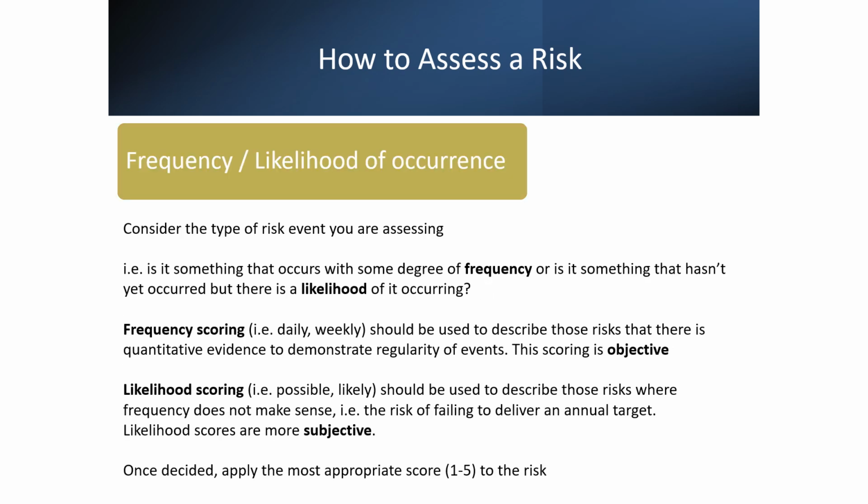We then need to apply a frequency or likelihood score to the risk. Frequency scores, i.e. daily, weekly, monthly, should be used to describe those risks that there is quantitative evidence to demonstrate regularity of events. This scoring is objective. Likelihood scoring, using terminology like possible or likely, should be used to describe those risks where frequency does not make sense, i.e. the risk of failing to deliver an annual target. Likelihood scores are more subjective. Once decided, apply the most appropriate score again from 1 to 5 to the risk.